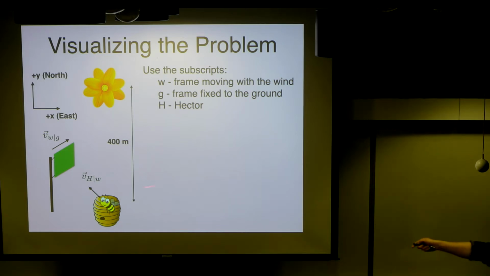So that's the direction the vector would have to point in to sort of fight against the wind. Make sense? And we call that vector V_HW. That's Hector's velocity relative to the wind.